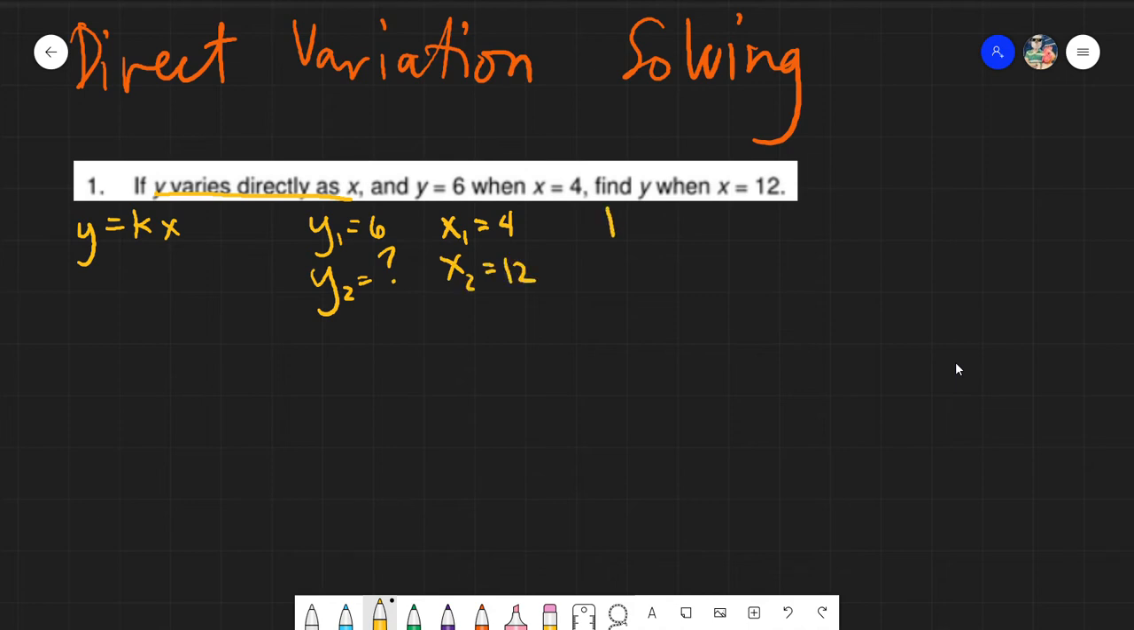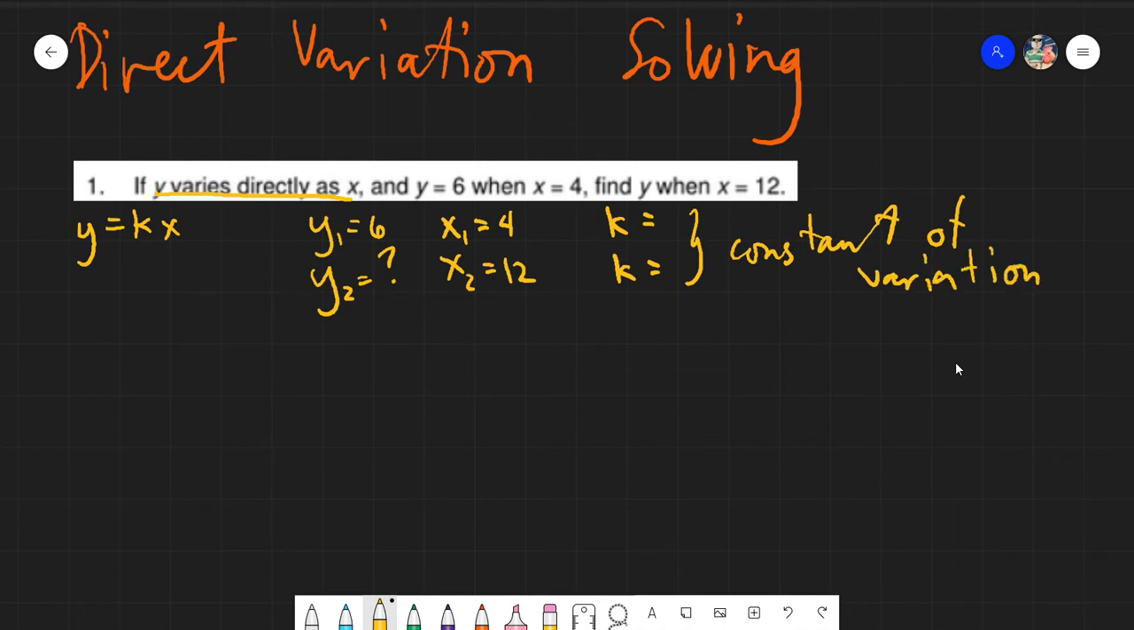And lastly, we have what we call the k. You will notice that when I write the k, it's just a plain k, no sub 1, no sub 2, because k is known as the constant of variation. It's constant, meaning it is consistent: in the first and the second, they are the same. They have the same value of k. So we denote k as just plainly k.